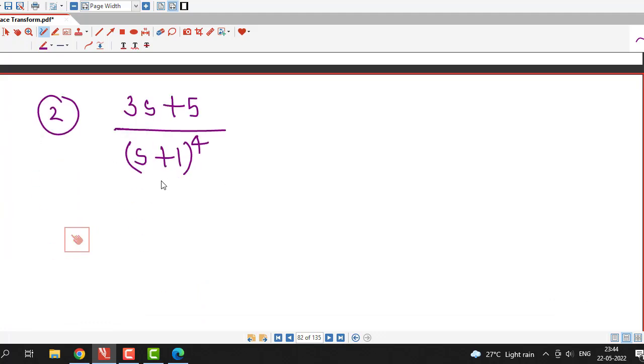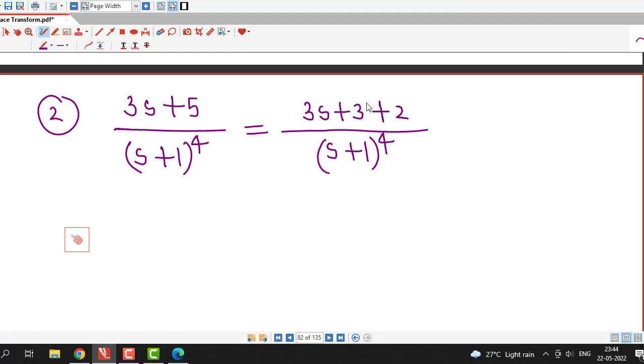Here we have s plus 1 raised to 4, and in the numerator we have 3s plus 5. So we have to rewrite this function so that we can use that formula. For that I keep s plus 1 raised to 4 as it is, and because I have s plus 1, here I write 5 as 3 plus 2. If I write 5 as 3 plus 2, then I will combine these two terms, 3s plus 3, and 3 will be common and I will have s plus 1.